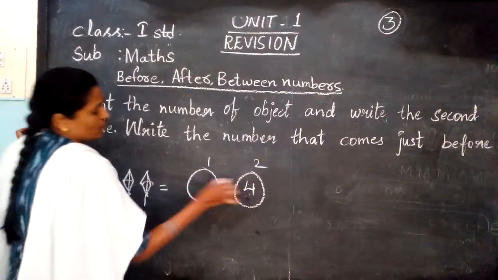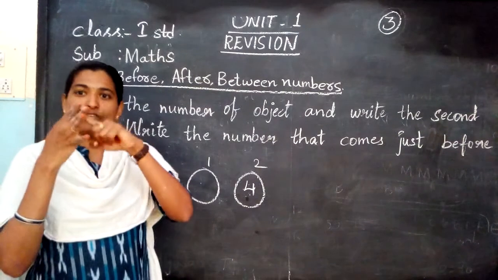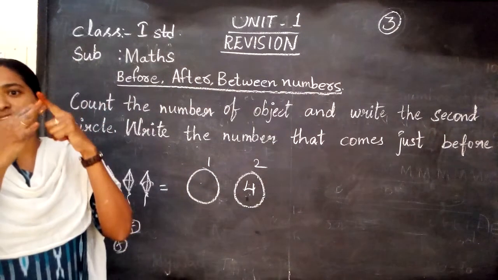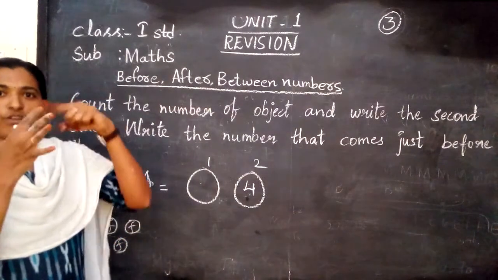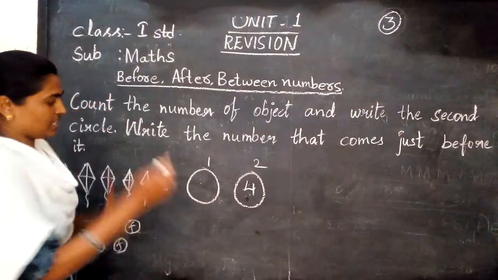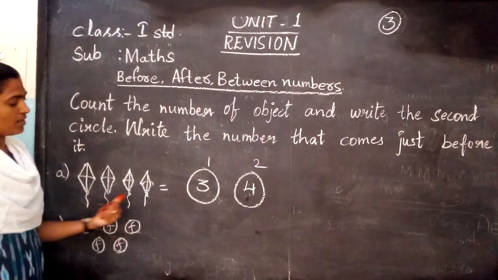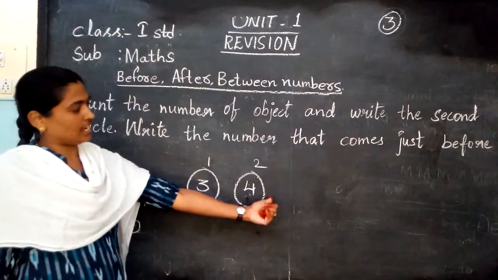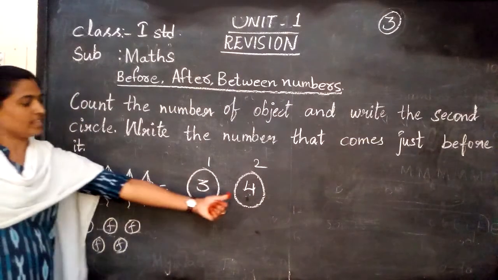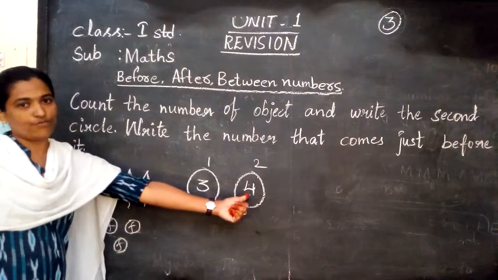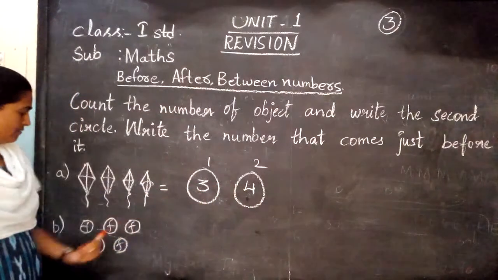And what is before 4? Let us count on fingers: 1, 2, 3, 4. What is before 4? Again count: 1, 2, 3, 4. What is before 4? Okay, 3. Understood what I say? Count the number of objects and write in the second circle. 1, 2, 3, 4. How many are there? 4. And you have to write the number before it. Before 4 is 3.